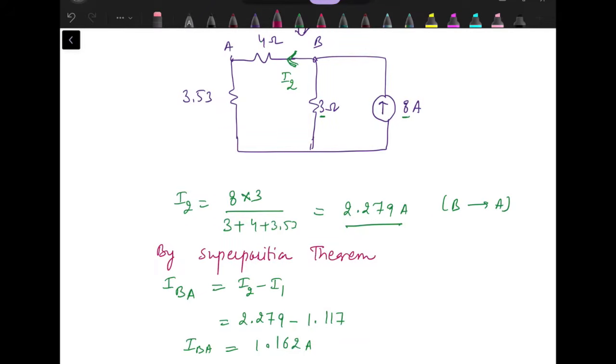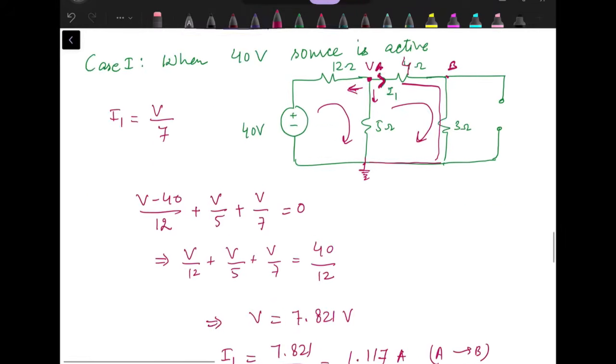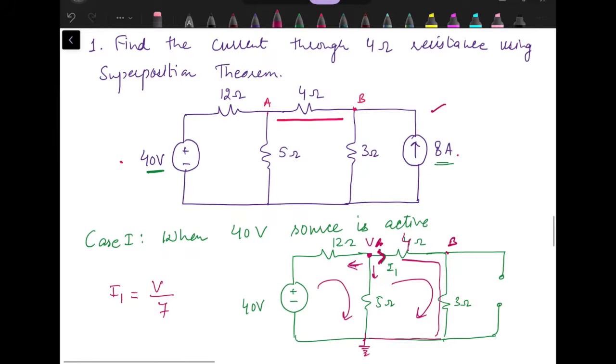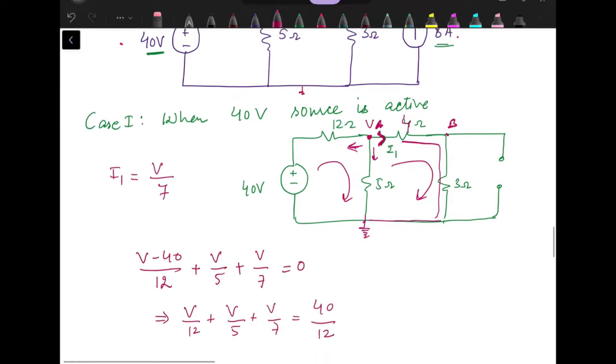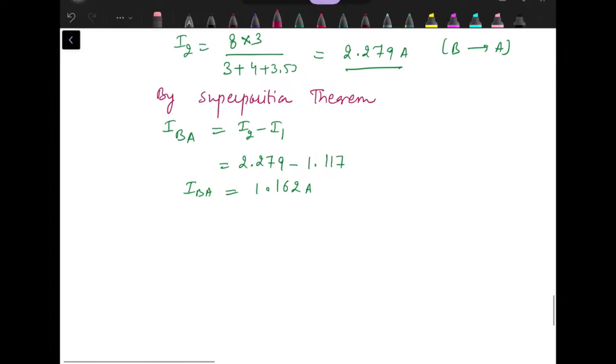You can verify these answers by applying mesh analysis or nodal analysis as well to this circuit only. We can apply mesh analysis. We will have three different meshes. If we go with nodal analysis, we can have two nodes where we need to apply KCL. Third will be the reference. So you can have the comparison of the answer. And definitely you will get the same answer, that 1.162, and that current will be flowing from B to A.